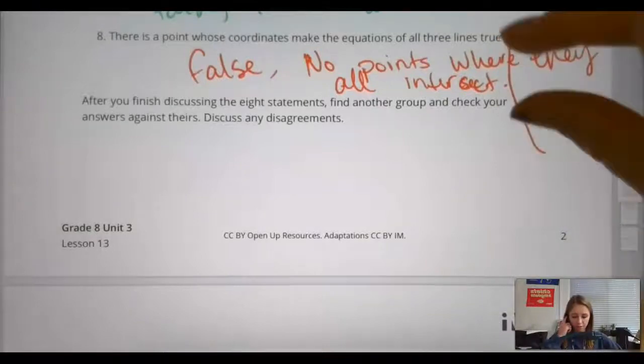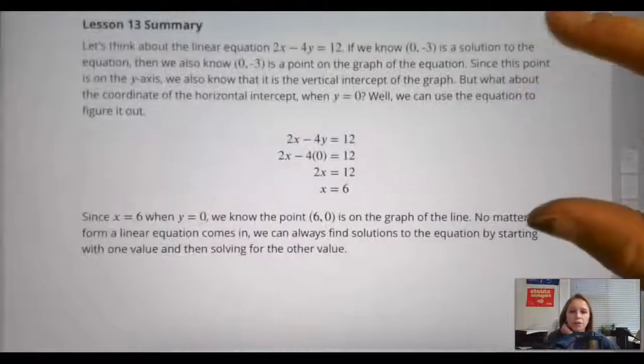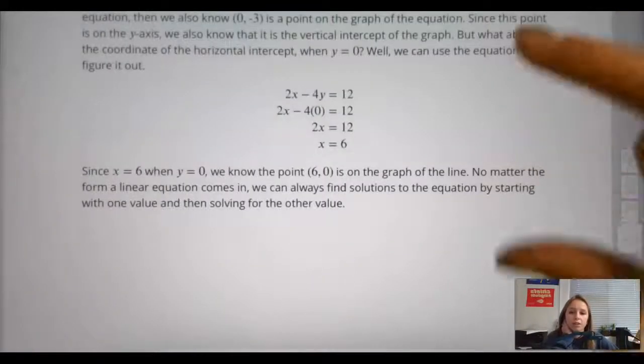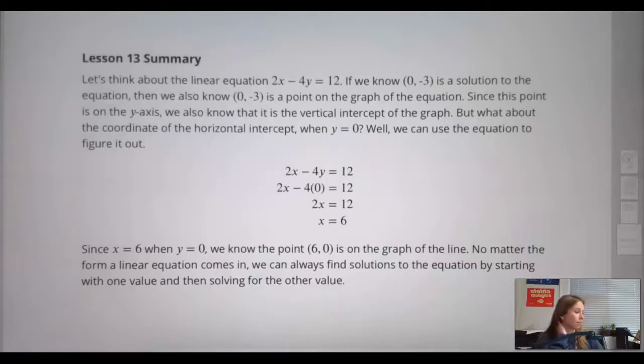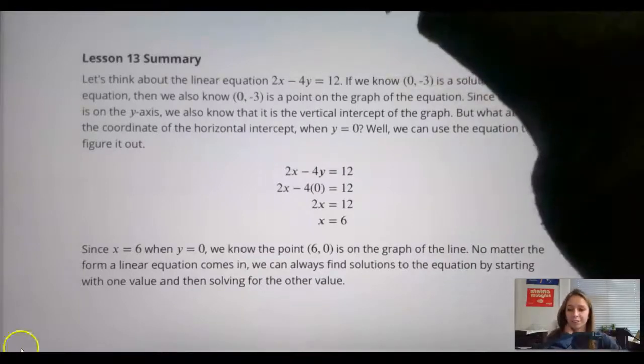All right. Okay. And that's about it. Make sure you read through the summaries. It helps get a nice understanding of what the main goal is of the lesson. But that is the last lesson for the unit. So congrats, you survived Unit 3. All right. Yeah, that's all for today.